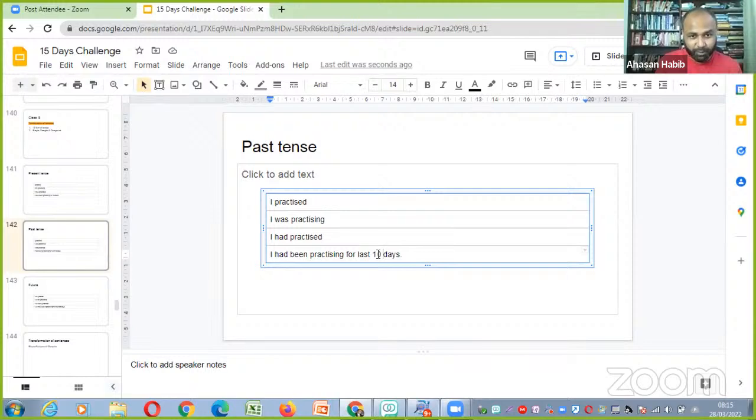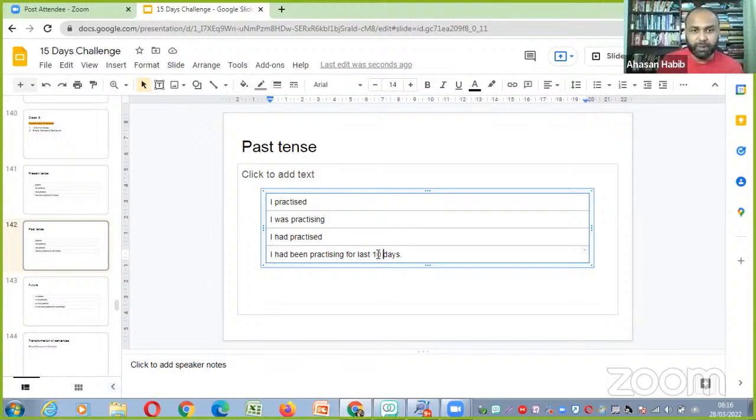I practiced, I was practicing, I had practiced, and I had been practicing for the last 10 days, right? So using the past form, give me 4 sentences. I'm eagerly waiting for your answers. So why am I asking you to write down these things? Once you know these 4 structures, you'll be able to use them with different sentences.